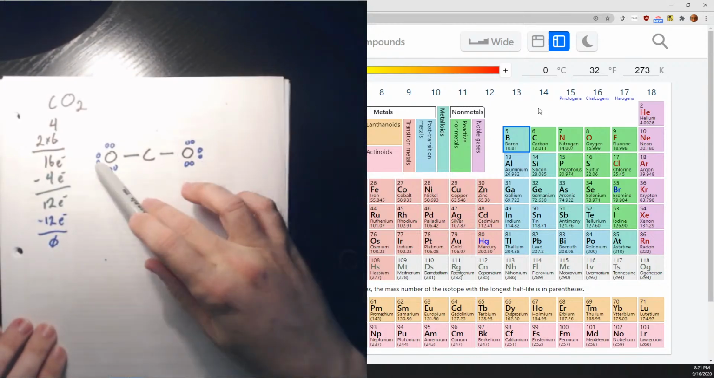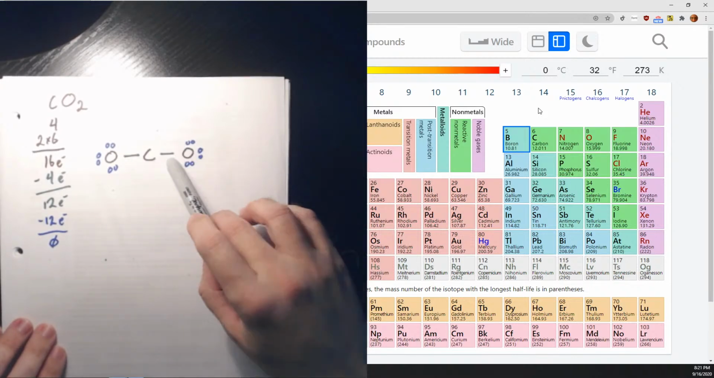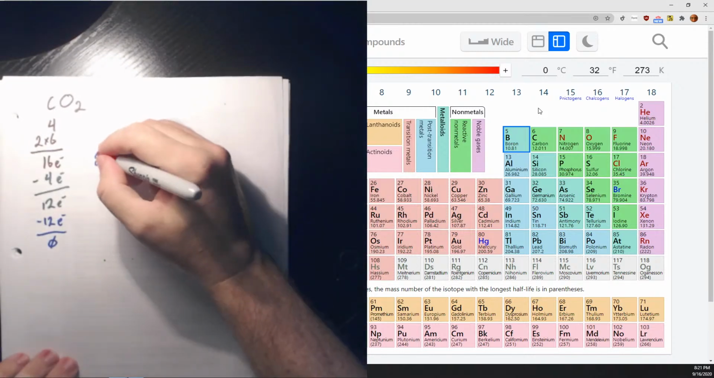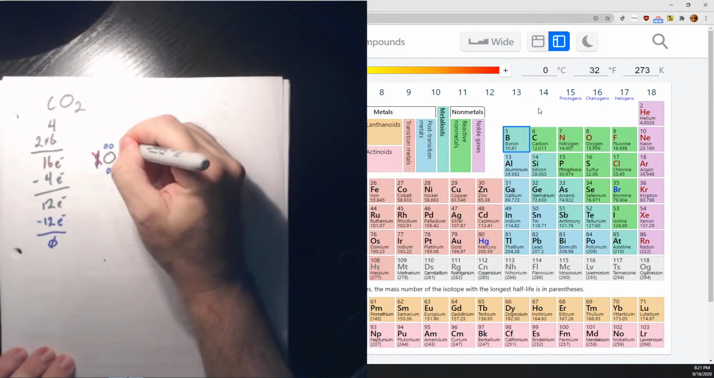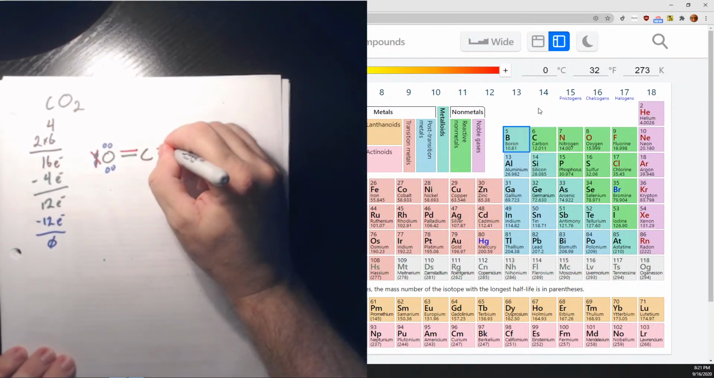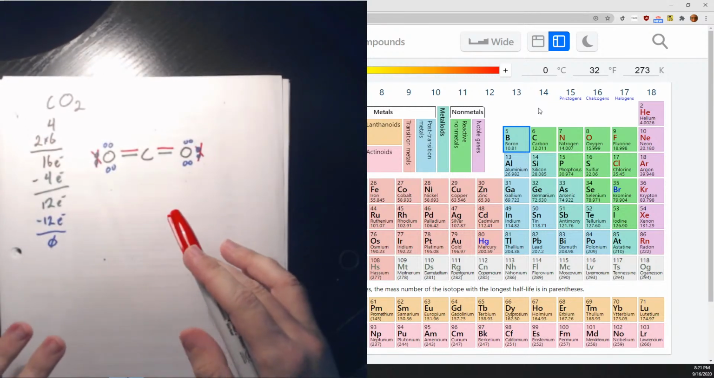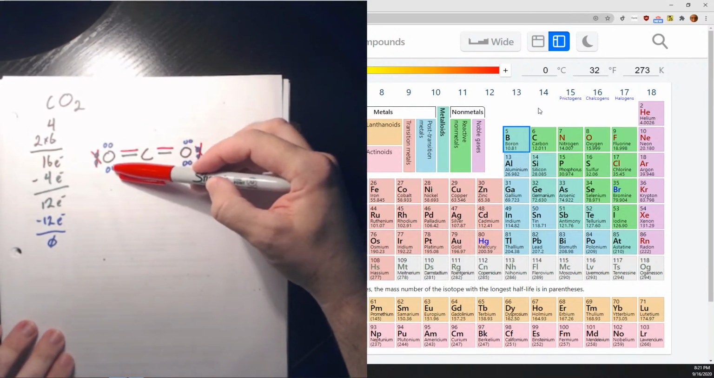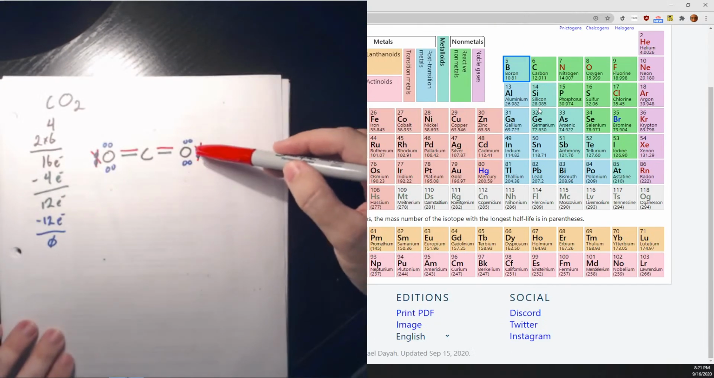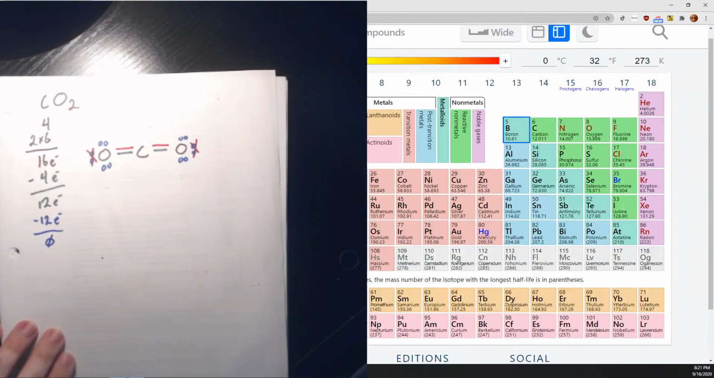But like I said, these 2 oxygens are exactly the same. There's no reason for this guy to have 3 bonds and this guy to have 1. So instead, what happens is we turn this lone pair into a double bond on this side, and this lone pair into a double bond on that side. Now, each oxygen still has 8 electrons. 2, 4, 6, 8. 2, 4, 6, 8. So each oxygen still has a stable octet.